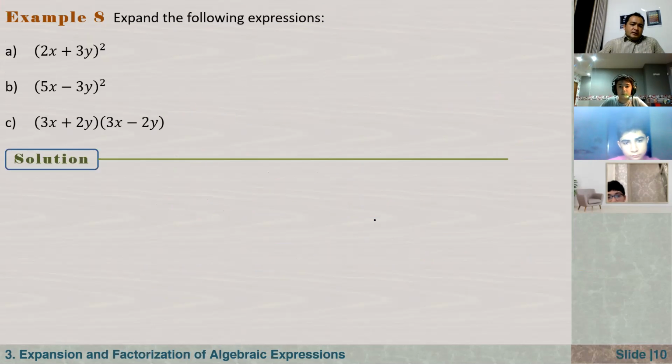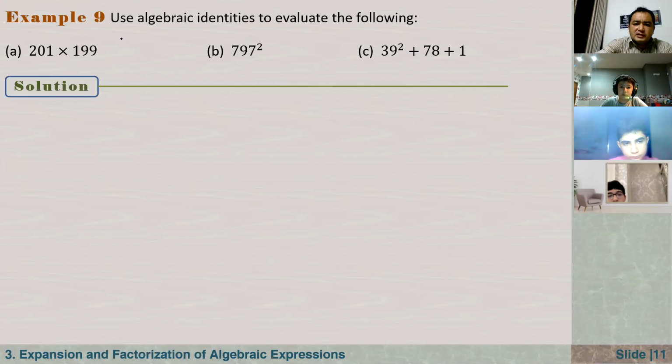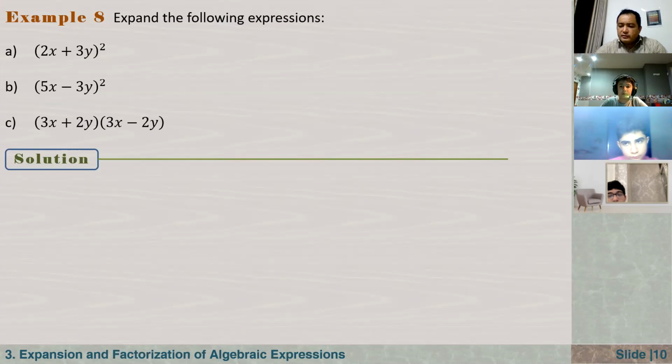All right, now expand the following expressions. Let me just do this quickly, and after that I will ask you one question and we will continue. How many slides left? One. Okay, 2 slides left. After that you will have some break, okay? Maybe a 4-minute break.